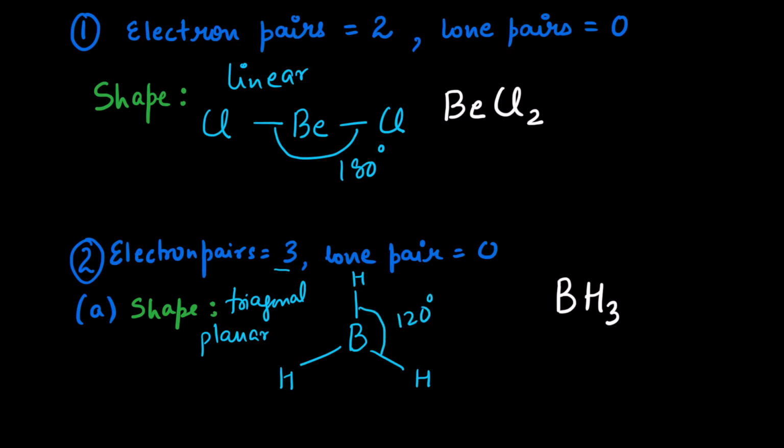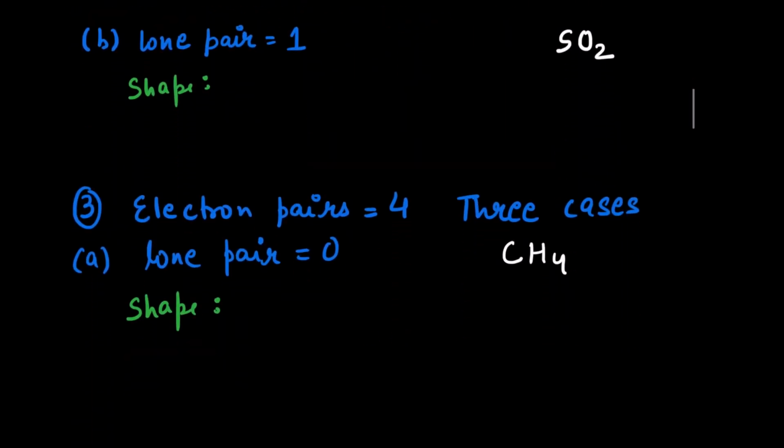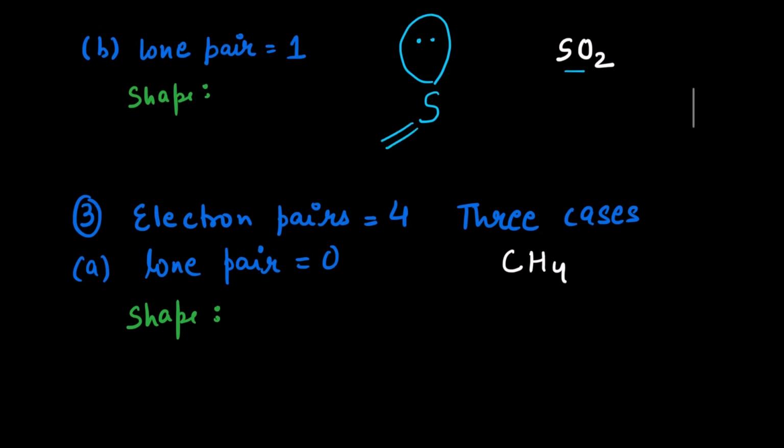Let us look into the case where again you have 3 electron pairs, but out of 3, 2 are bond pairs and 1 is a lone pair. For instance, sulfur dioxide. One side is acquired by the lone pair and the other sides are acquired by bond pairs. To minimize the repulsion between this lone pair and these bond pairs, it acquires a bent shape, and the angle is 120 degrees.